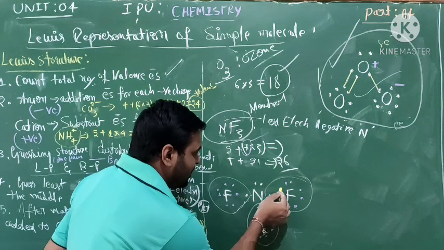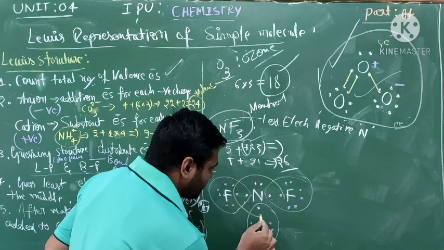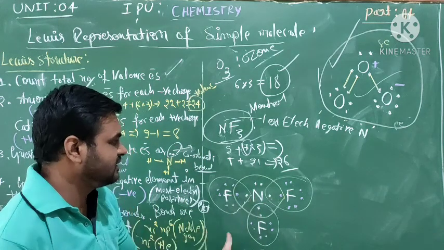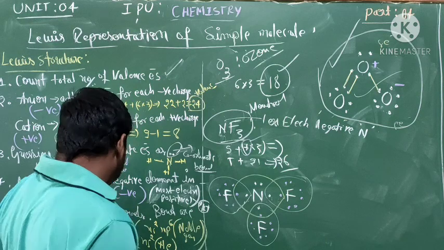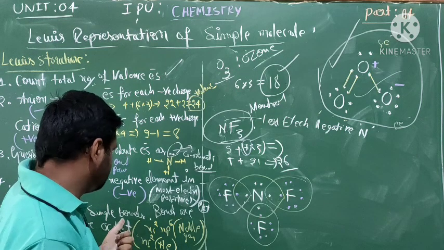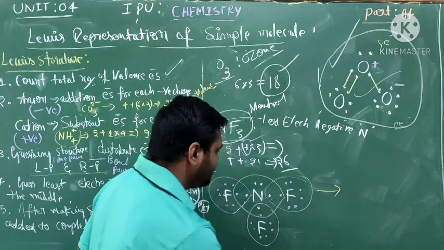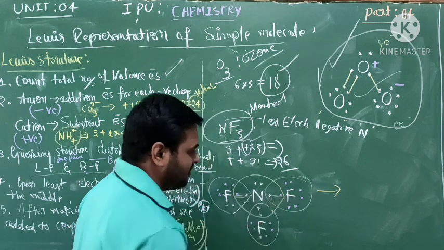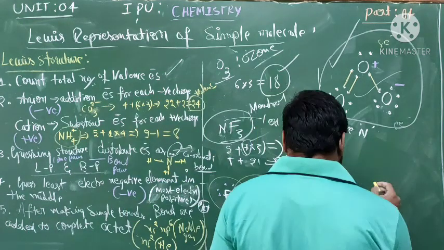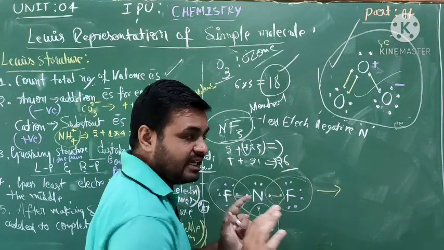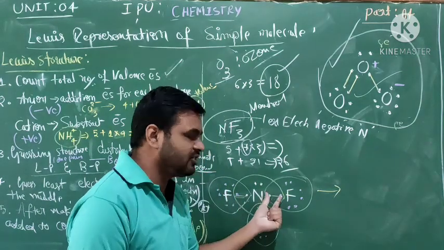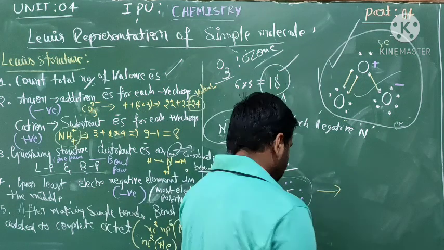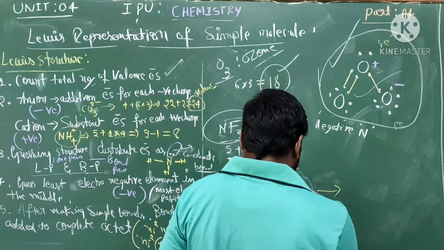So 1, 2, 3, 4, 5, 6, 7, 8. This is the single bond. This is a single bond. How did you write this one? This is single bond. Okay. This is single bond. This is single bond. They write like this. This is not actually Lewis structure. In Lewis structure you only mention the dots, not a bond or any circles. Clear?